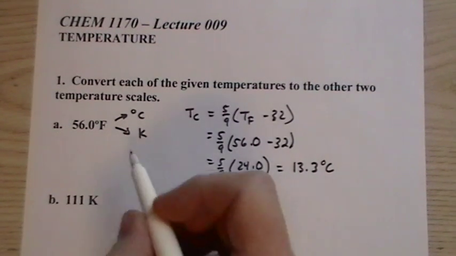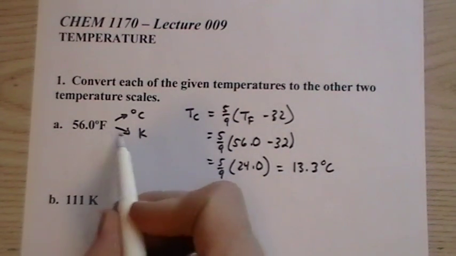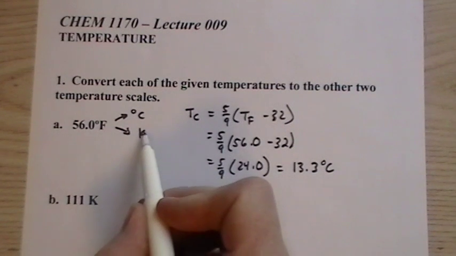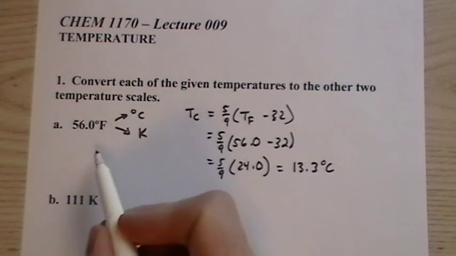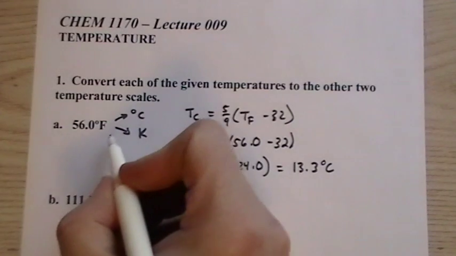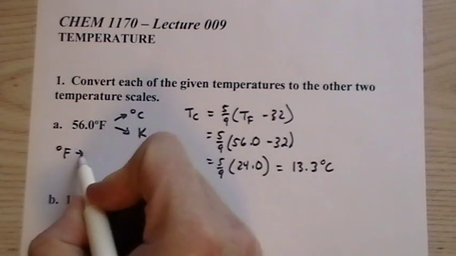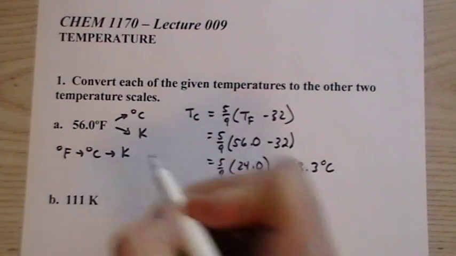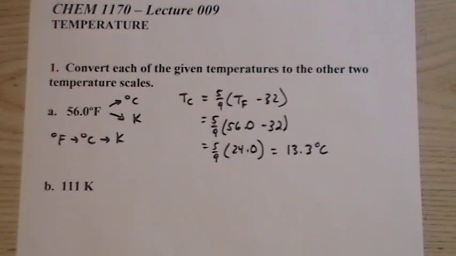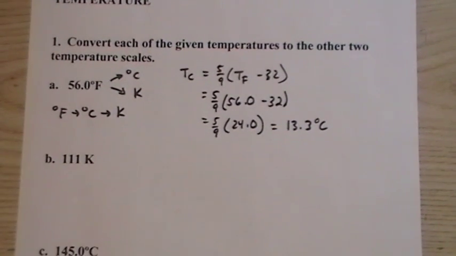Okay, now we have to convert Fahrenheit to Kelvin. Now we don't have an equation to go directly there. What we have to do is Fahrenheit to Celsius to Kelvin. So luckily I did the Celsius first.